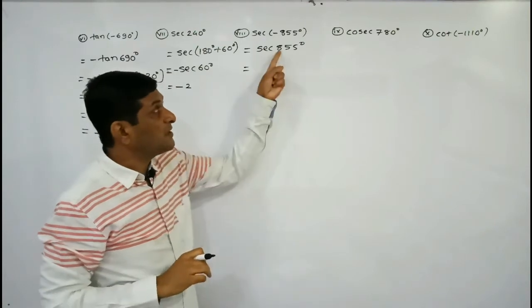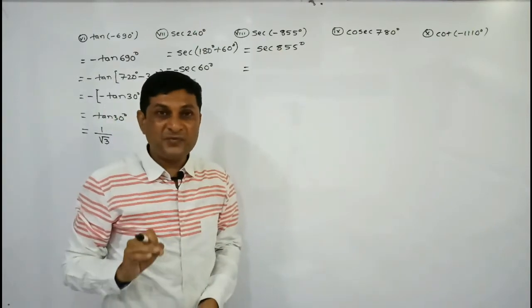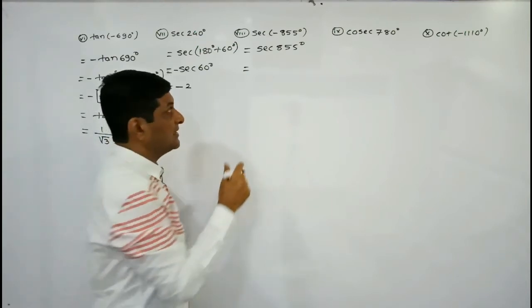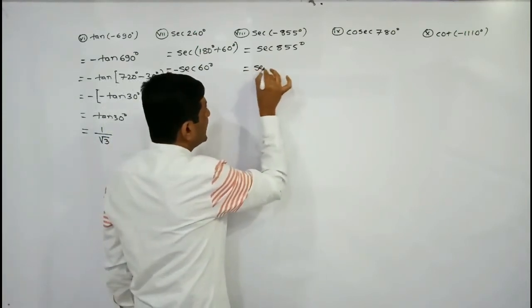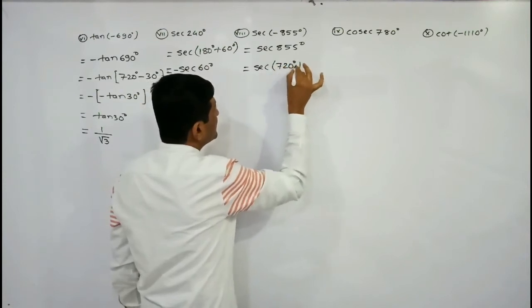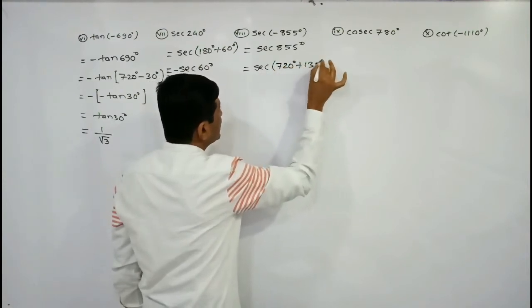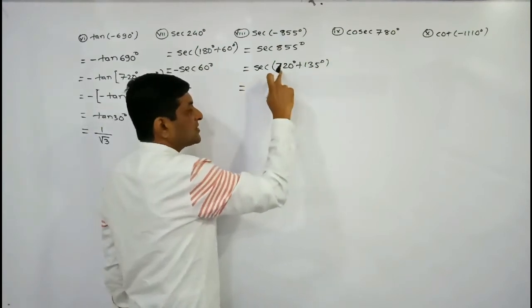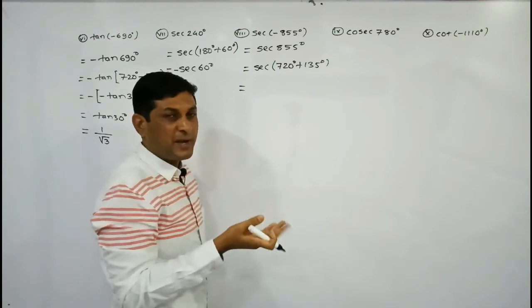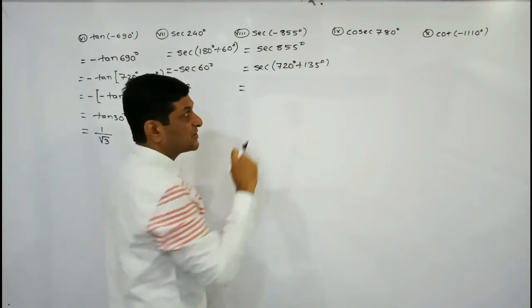So here now we can observe that 855 degree is greater than 720, and it can be written as 720 plus 135 degrees, isn't it? So which is equal to, now 720 means 4 pi. If first term is pi, 2 pi, 3 pi, 4 pi, at that time value of trigonometric function does not change.